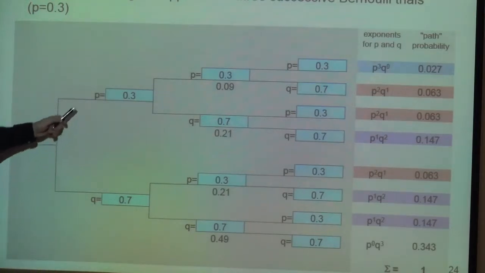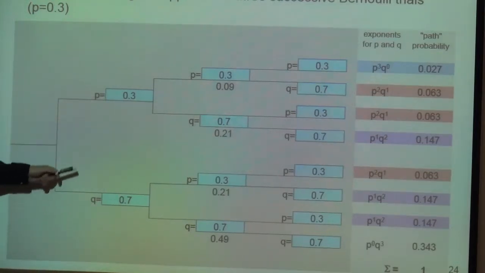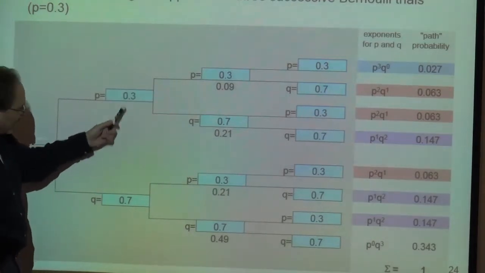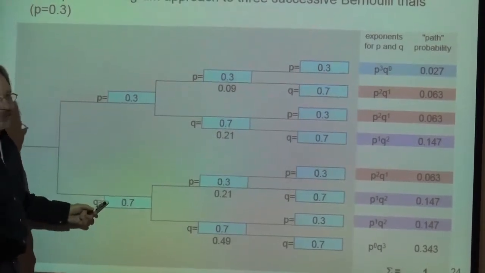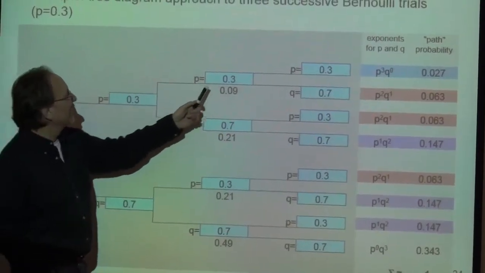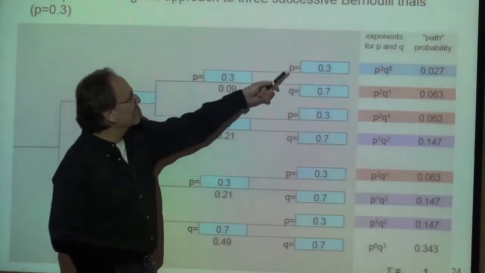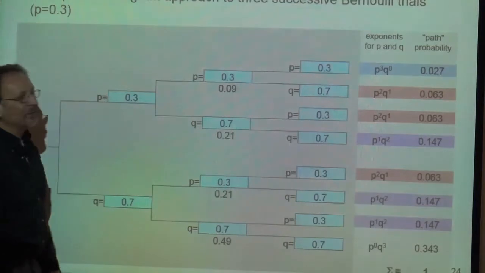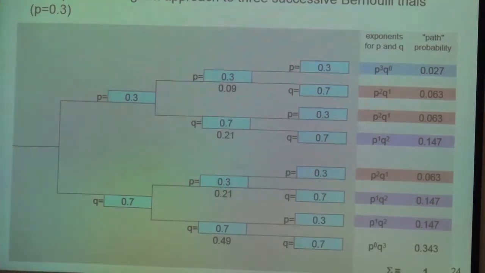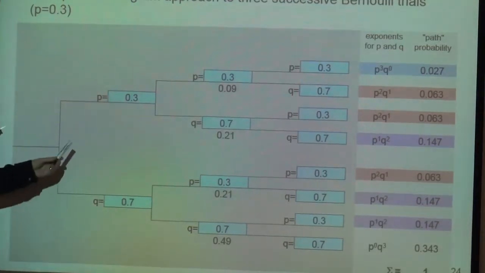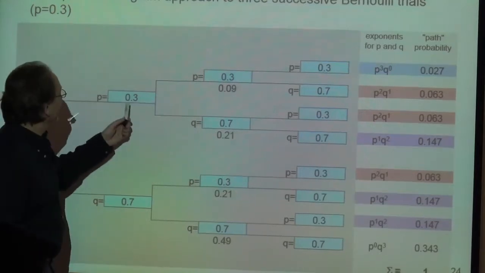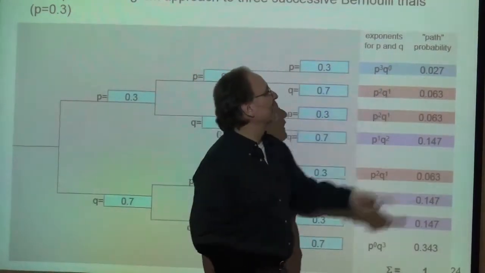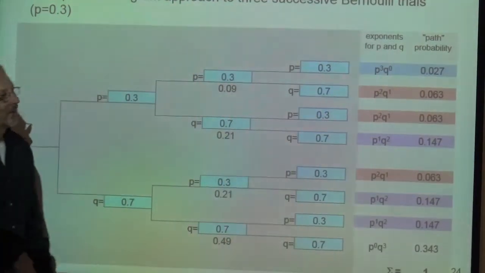I can branch to a P or to a Q. At the second toss, I can have a P or a Q after a P, or a P or a Q after a Q. The third toss, if I ended up in this branch, I can get a P or a Q. If I ended up in this branch, I can get a P or a Q, and likewise. And 8 different possible outcomes there. If I go ahead and multiply each branch, I go 0.3 times 0.3, that's 0.09, times 0.3 is 0.027. I call that the path probability.